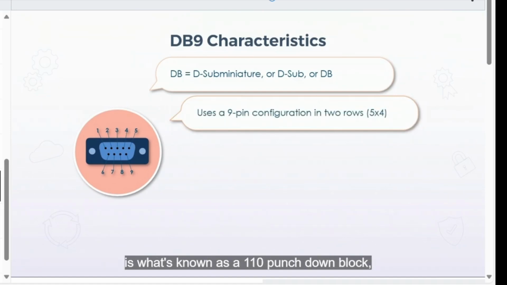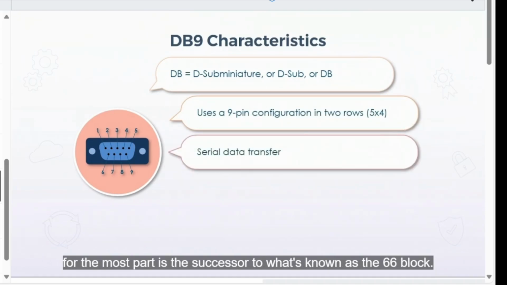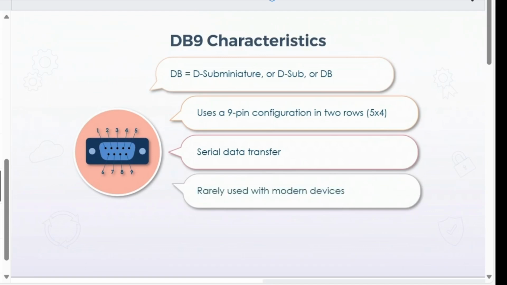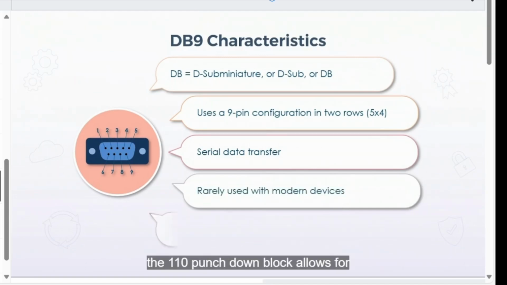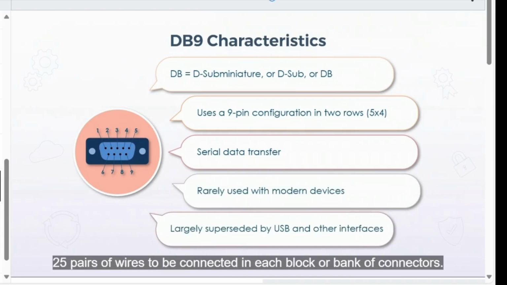And the 9 indicates the number of pins, in this case configured in one row of 5 and one of 4. All data transfers occur in a serial manner over a DB9 connector, in other words, 1 bit at a time. And as mentioned, in most cases these days, the DB9 would be quite rare except for those specific examples just mentioned, having been largely superseded by USB and other interface types.